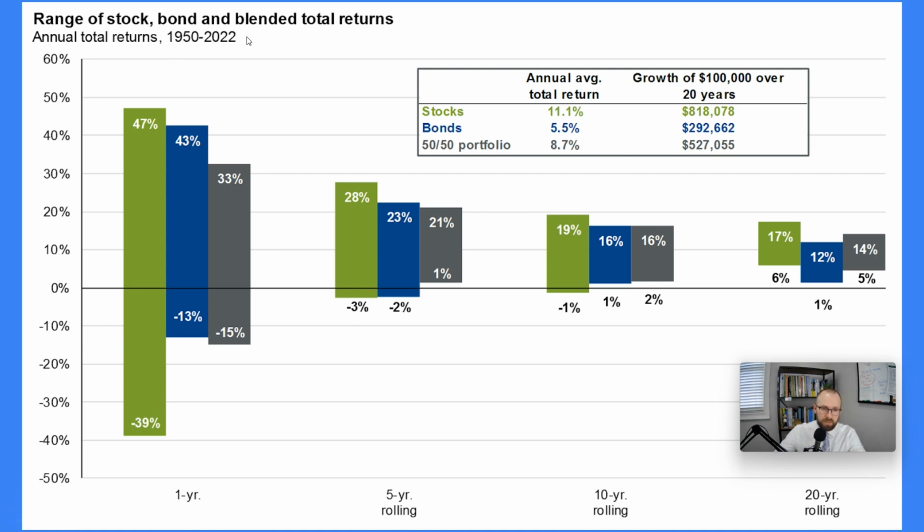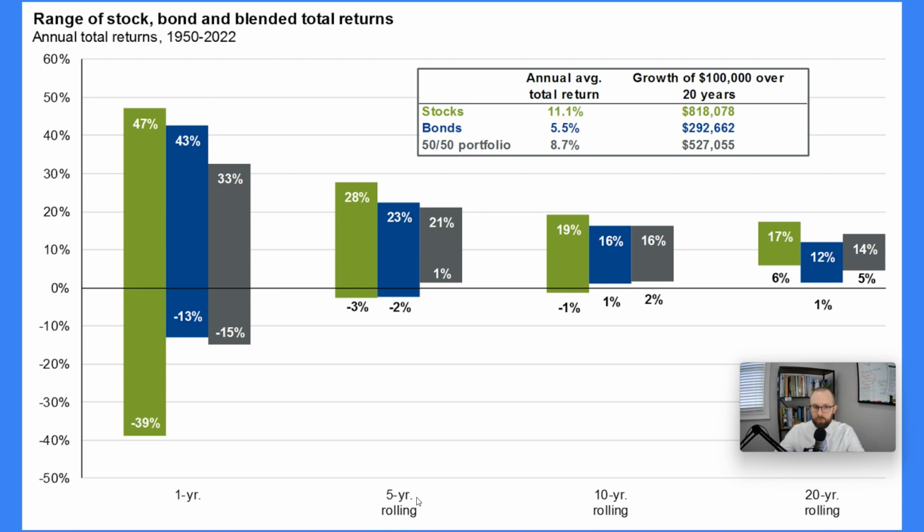On a 1-year basis, from 1950 to 2022, the worst year we've ever had for stocks, which was 2008, was down 39%. The best year we had was up 47%. Bonds, worst year was down 13, best year was up 43. For a 50-50 portfolio, worst year was down 15, best year was up 33%.